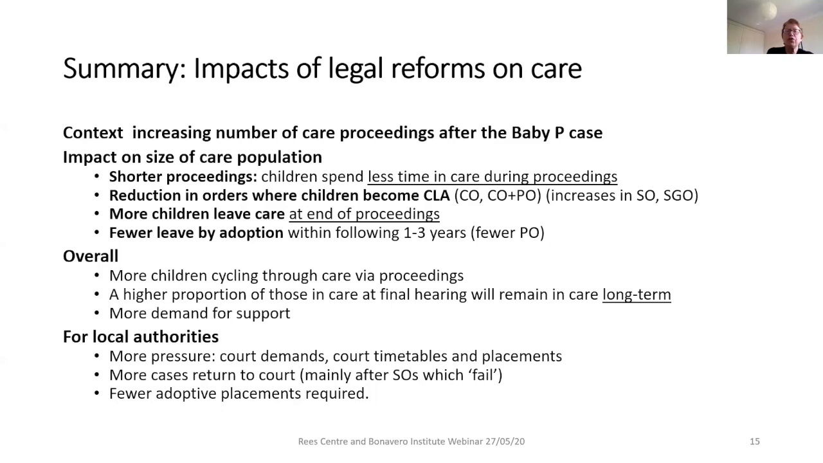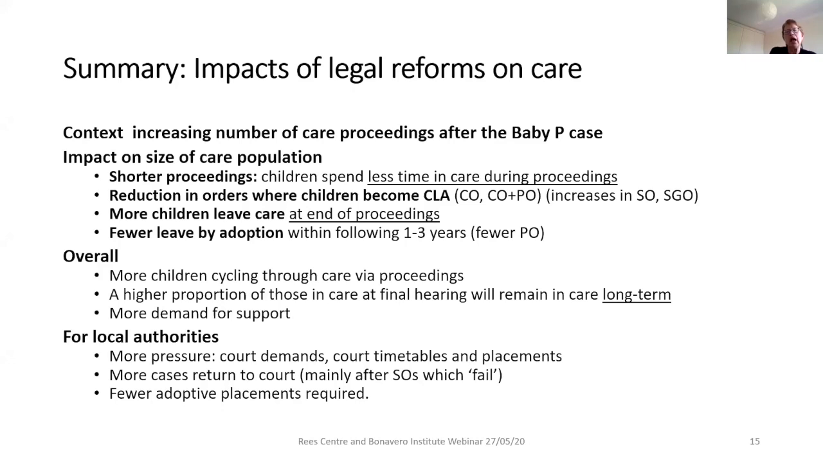But there are fewer placement orders, so fewer children are going to leave care after the end of the proceedings, in the 1 to 3 years after the proceedings. So if you don't leave at the end of the proceedings, you're likely to be in care for a prolonged period of time. And in our sample, the children who left and weren't adopted left because they aged out of the system. There was not a big practice of reunification. If children were being reunified, they were being reunified at the end of the proceedings. And they were being reunified then quite quickly because the proceedings had lasted less time than they would have done in previous years.